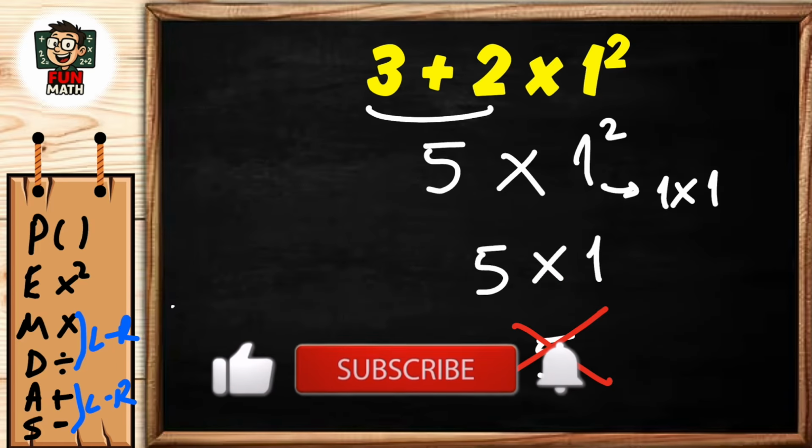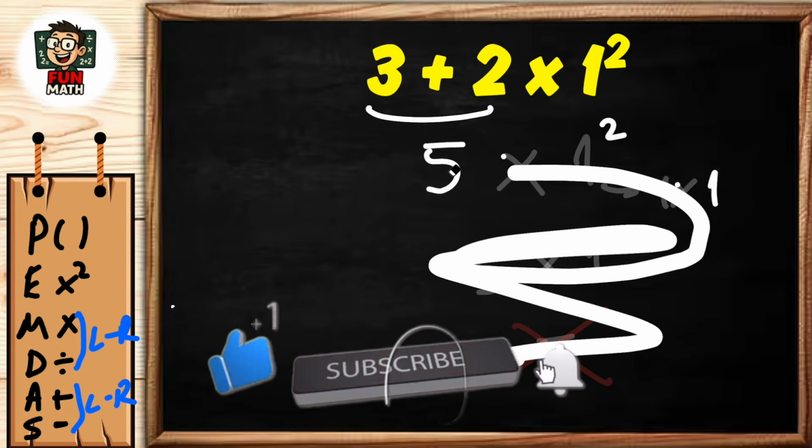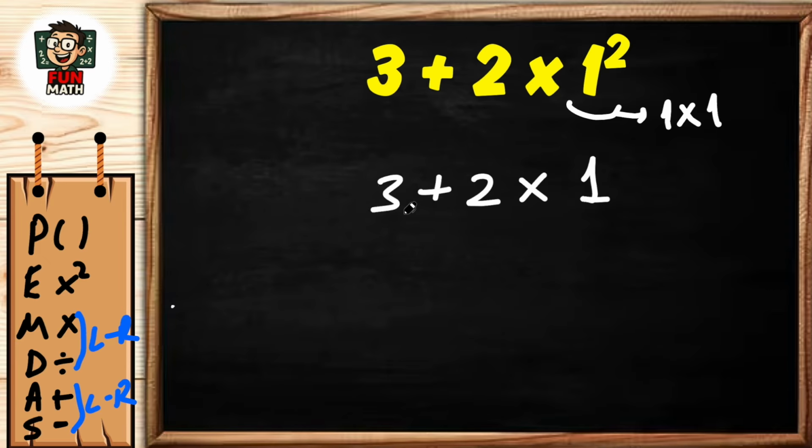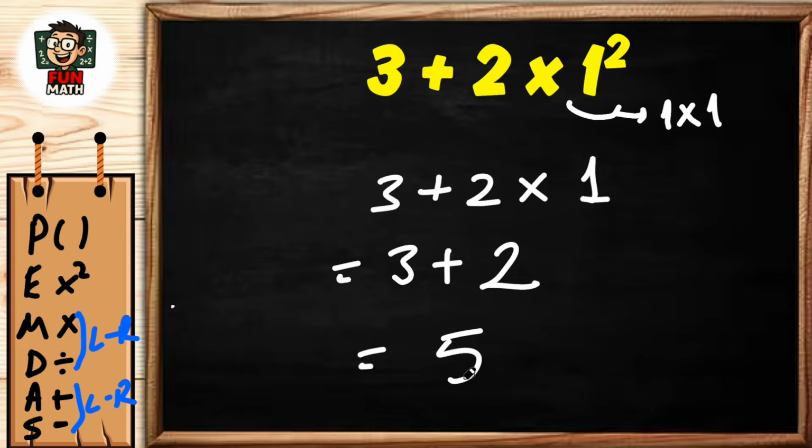Let's apply this rule to our equation. First exponent: 1 to the power of 2 equals 1 times 1. 1 times 1 equals 1. Multiply 2 plus 3. Now multiply: 2 times 1 equals 2. Finally addition: 3 plus 2 equals 5. We solved the solution in detail.